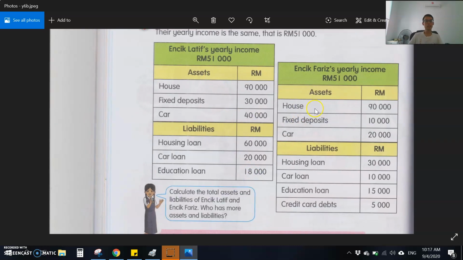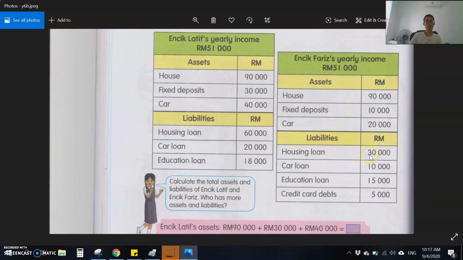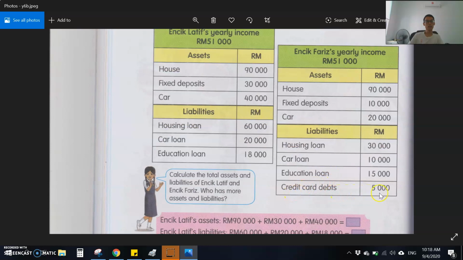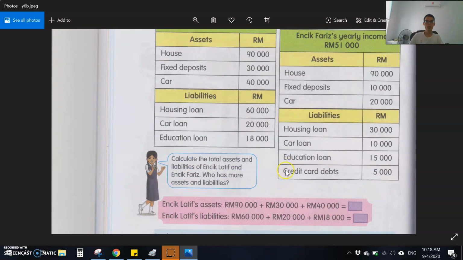Encik Faris punya sama, gaji setahun 51,000. House, asset dia, rumah, house 90,000. Fixed deposit, simpanan tetap dalam bank 10,000. Kereta 20,000. Liability dia, hutang rumah 30,000. Hutang kereta 10,000. Hutang pendidikan 15,000. Hutang credit card 5,000. Okay, soalan dia. Calculate the total assets and liabilities of Encik Latif and Encik Faris, who has more assets and liability.